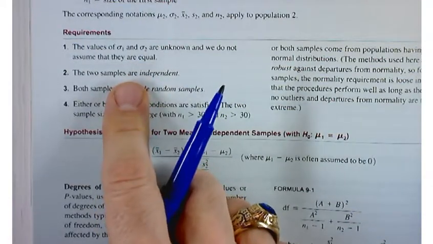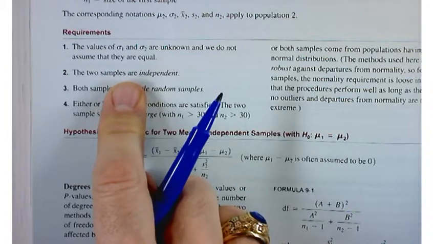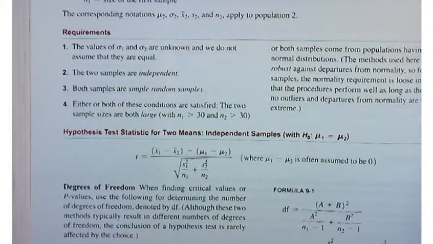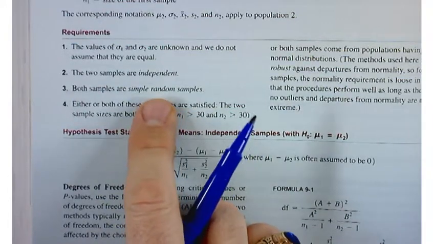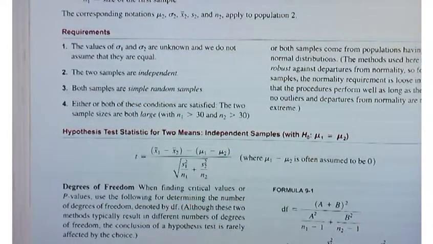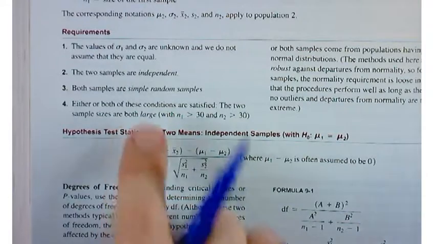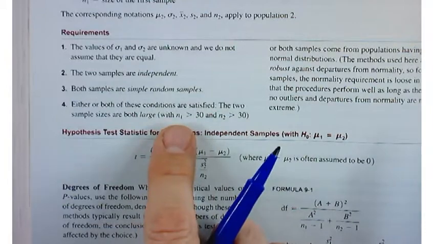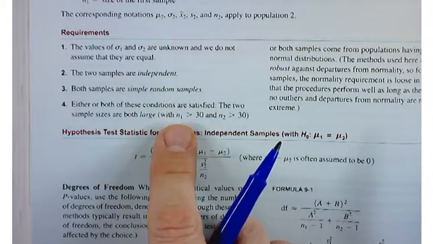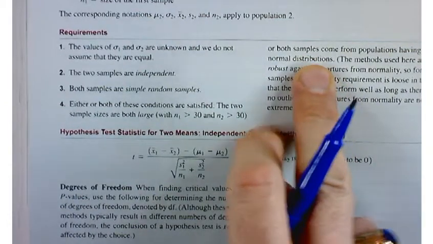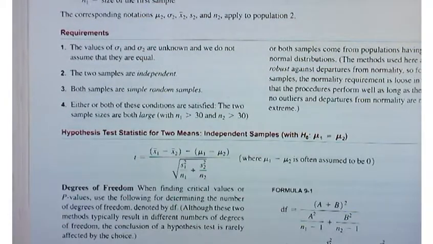That's okay. What else? We have independent samples. That's a key element of our assumption here. Simple random samples. Hopefully we do have simple random samples. That's not something we can test. And then either or both of these conditions are satisfied. The sample sizes are both greater than 30, which is ideal, or the samples come from populations having normal distributions. And we've tested that before.